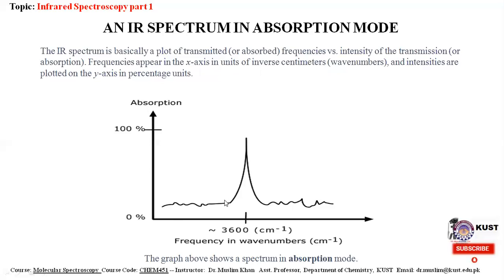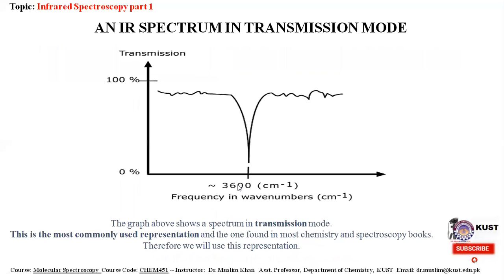In absorption mode, your spectra look like this. It will be flat until the region where the molecule shows absorption, like at 3600. So if this molecule shows absorption in the 3600 region, it will show a peak. But IR spectra usually do not look like this, because in different textbooks or research articles, you will not see IR spectra like this. In fact, IR spectra look more like this.